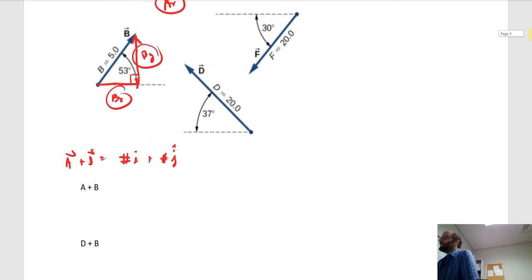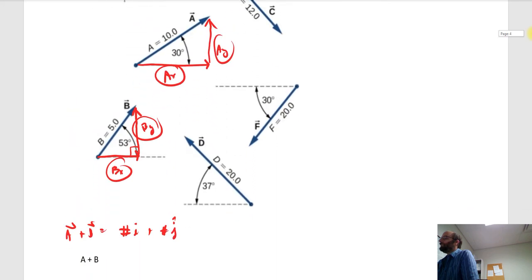So when you do D plus B, that's these two. D has a positive Y component but a negative X component. Make sure you take that into account when you add those vectors up. You always have to take direction into account.